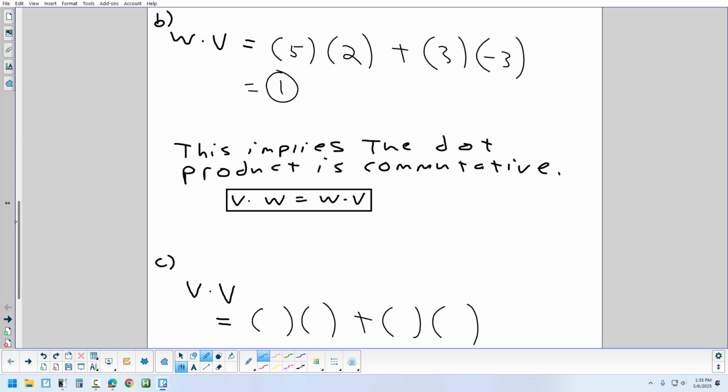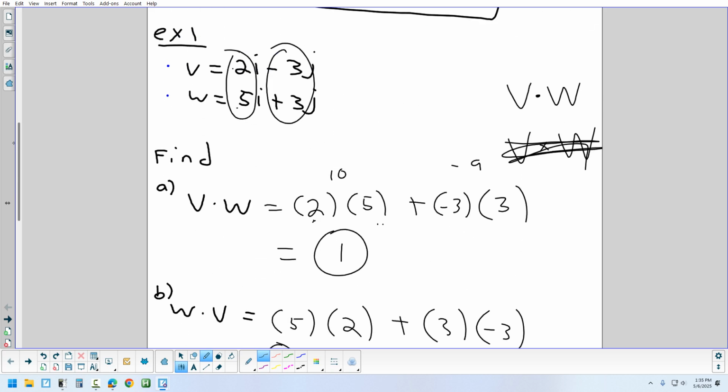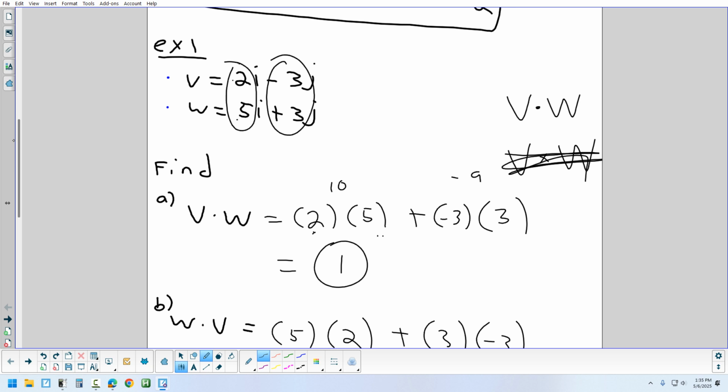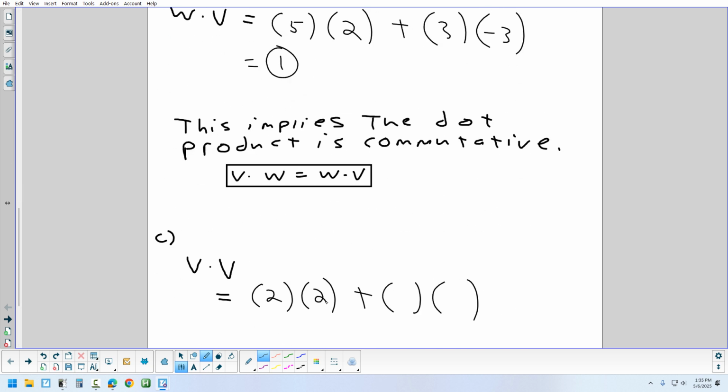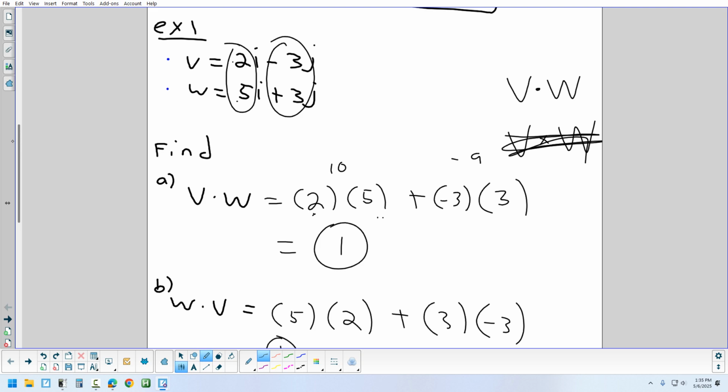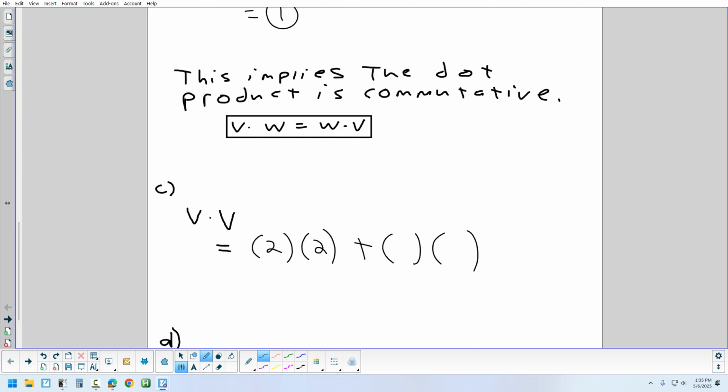What would go in the first two parentheses if I do v dot v? 2 and 2, it's like having a 2 and another 2. And the second set? Negative 3, negative 3. And that gives me a dot product of 4 and 9. That's 13. So 13. Yep.